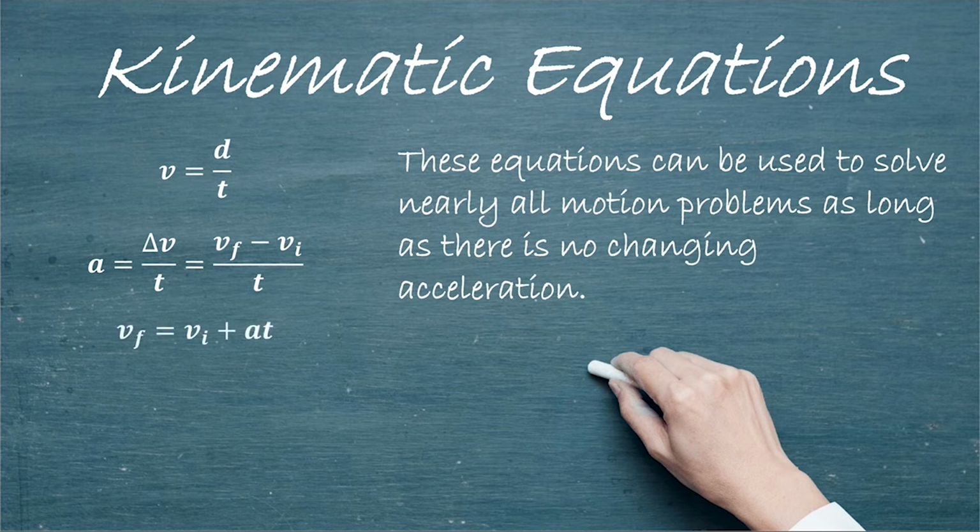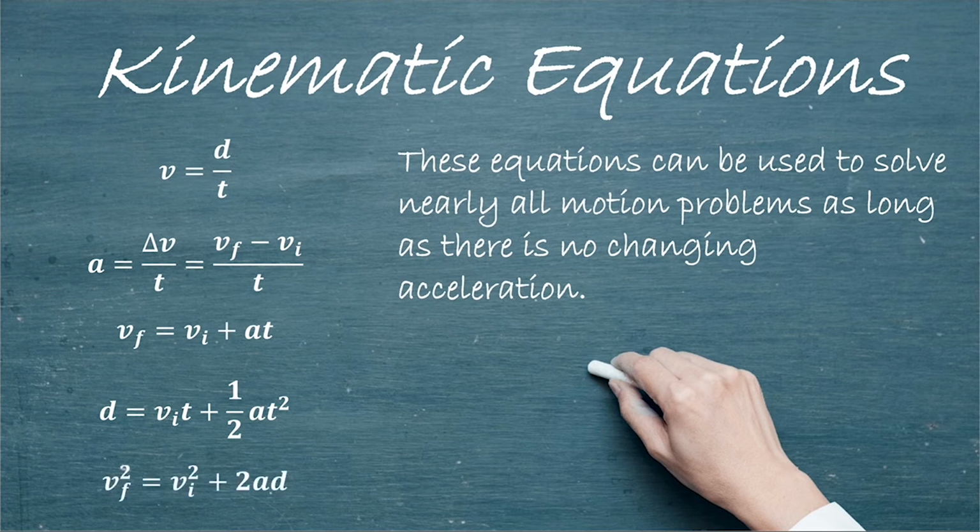And then we can rearrange it if we wanted to find the final velocity. We would have Vi plus a times t, and that would be the final velocity. It's basically the rearranged version of the acceleration equation up above it. And we have another equation here, displacement equals Vi t plus 1/2 a t squared. This is a good equation depending on what variables you have.